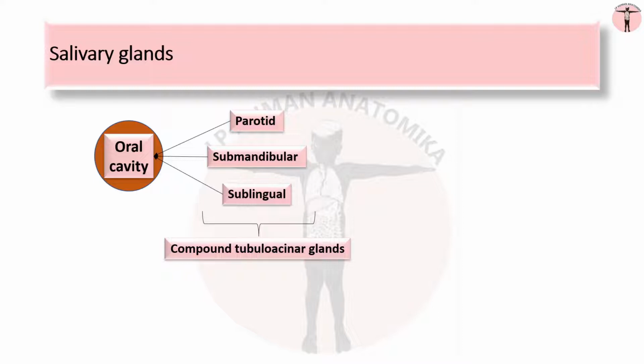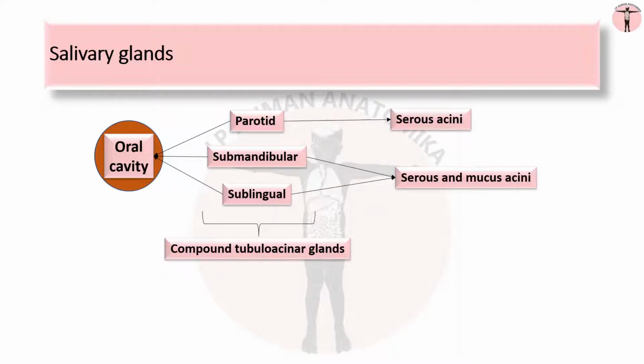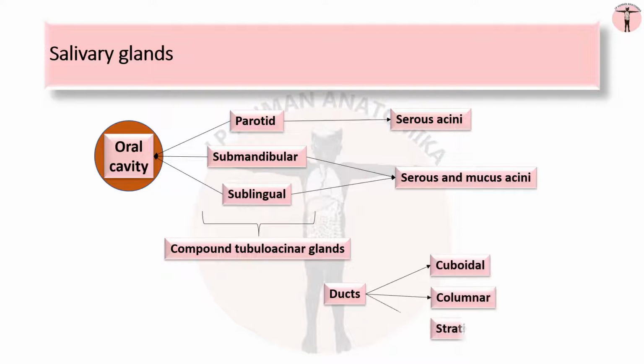The histology of the major salivary glands are best examples of compound tubulo-acinar glands. As the name suggests, the secretory elements of these glands are shaped in the form of acini and tubes. Parotid consists of serous acini. The submandibular and sublingual salivary glands contain both serous and mucous acini, but predominating with one type of acini. Ducts are distinct structures in the salivary glands. They are lined with cuboidal, columnar, or stratified epithelium and are named according to their location in the gland. Now let us discuss in detail all the three major salivary glands.